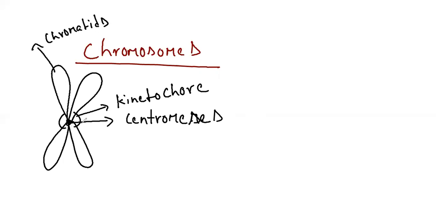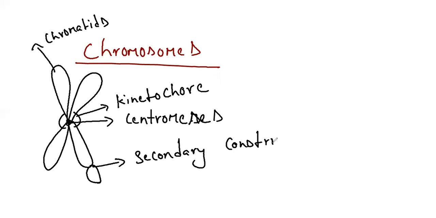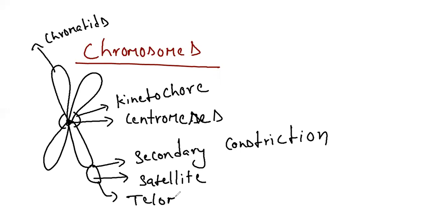And this is the primary constriction. And here you will have a secondary constriction also. This part we call the satellite, and this edge part we call the telomere. These are the parts of chromosomes.